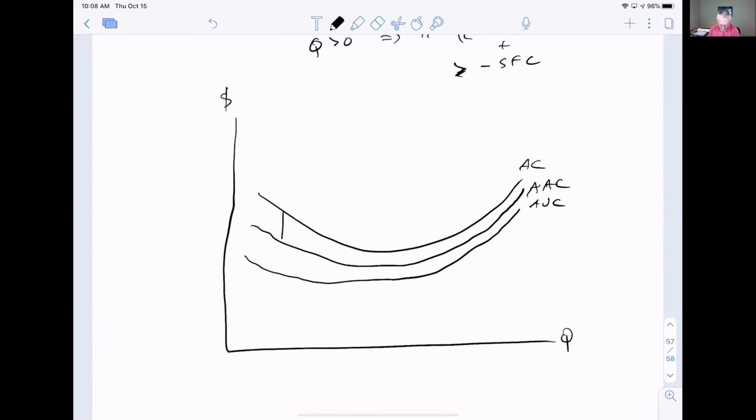So this distance here would be average sunk fixed costs. And this distance here would be average avoidable fixed cost. Together, this total distance here is average fixed costs. And I have a marginal cost curve, which is going to go through the bottom of each of these curves. So here's my marginal cost curve.